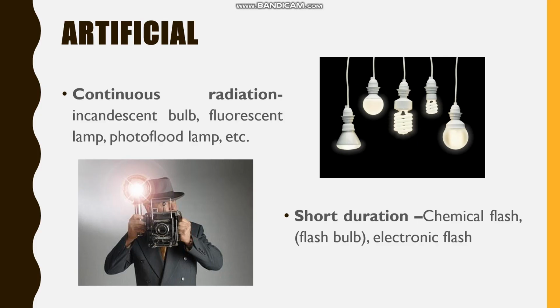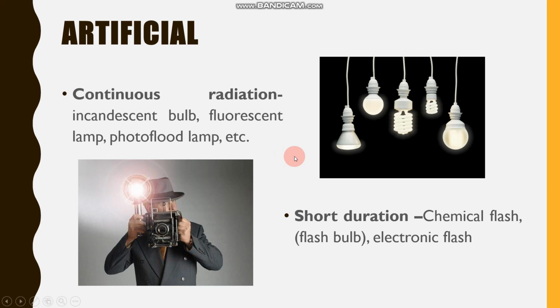Last is the artificial. We have the continuous and then the short duration. So, continuous, diba, yung mga ilaw natin, the incandescent bulb, the fluorescent lamp, the photo flood lamp, and so on. So, yung continuous radiation o yung light na napoprovide niya, kahit na siya is artificial, continuous. Not unlike the short duration like the flash, diba? The camera flash or yung mga flash bulb natin or the electronic flash na tinatawag natin.